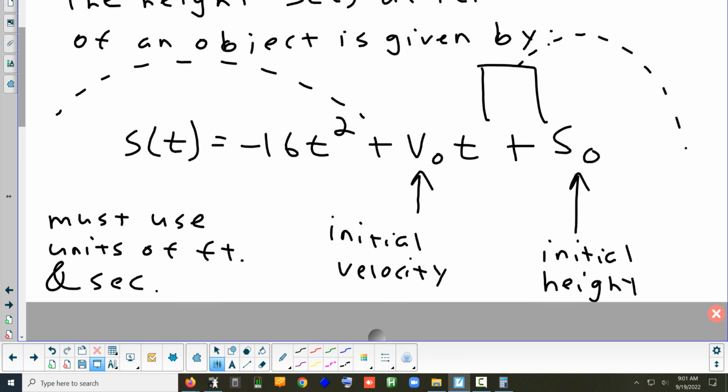If you are in physics, you might see a slightly different formula because in physics, a lot of times you use meters. You don't use feet as the length. Well, we're going to use feet. So any problem I give you will give you feet, and it will give you seconds for the time.